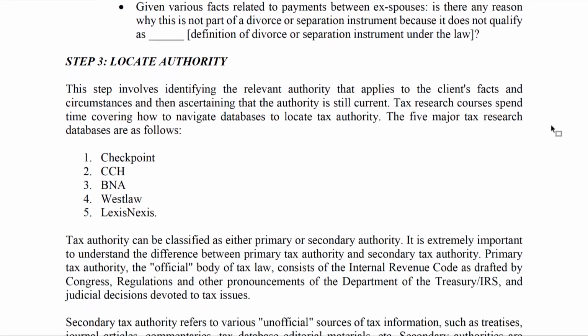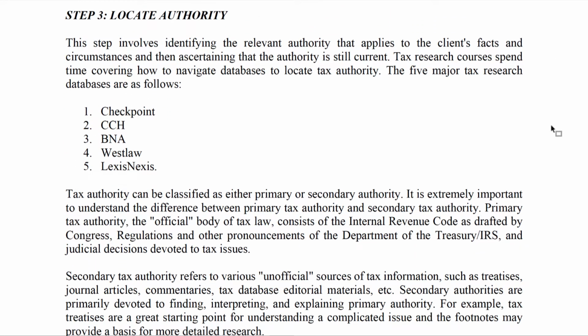Locating authority is where tax research courses focus their time, and students love this. It's like a scavenger hunt in a way. But it's really important that you understand there are various tax research databases out there. There are really five major types, and they might have different names at the time of this video. They usually change names, but keep the same part of the title. The first, Checkpoint. Second, CCH. Third, B&A. Fourth, Westlaw. And fifth, LexisNexis. Different people prefer different ones, but I would say that Checkpoint and CCH are probably the most common.